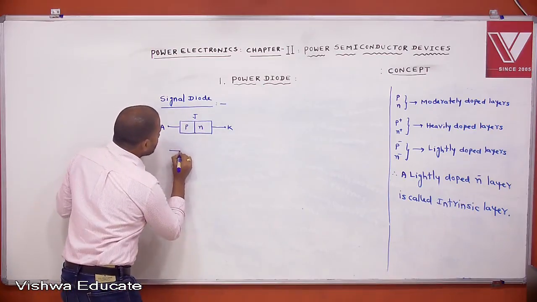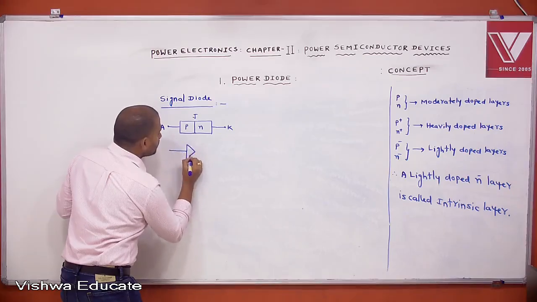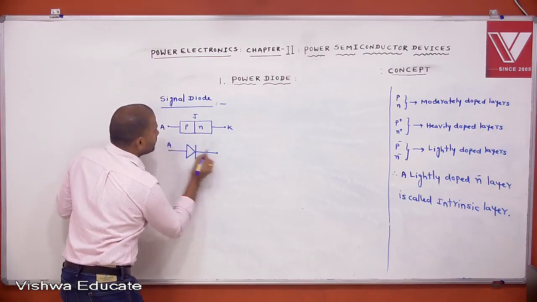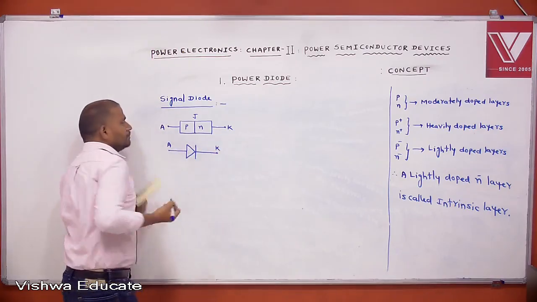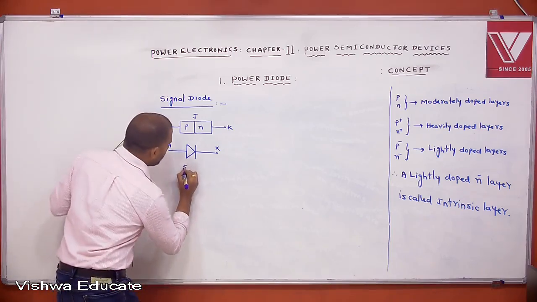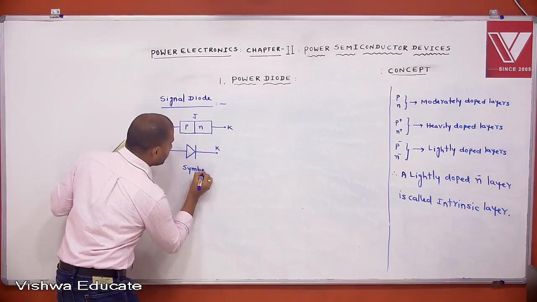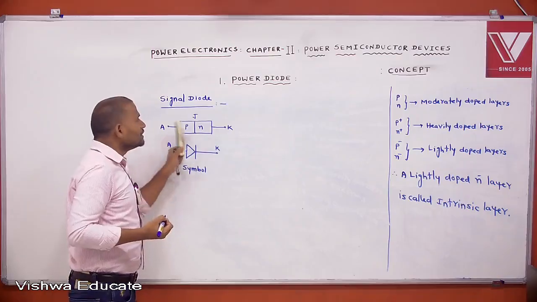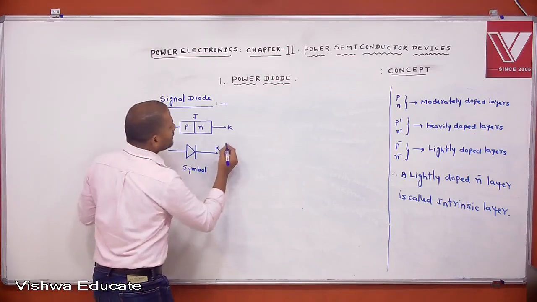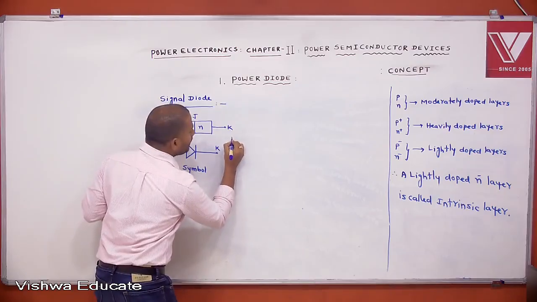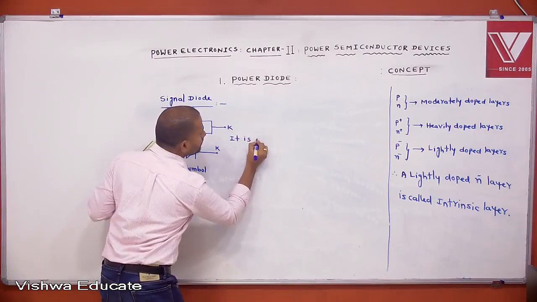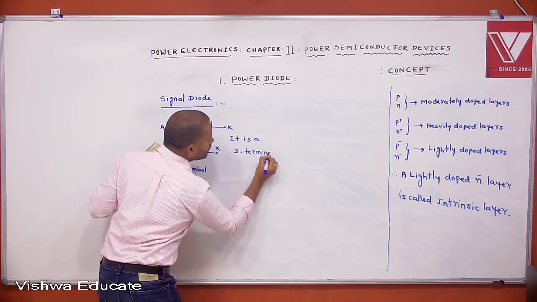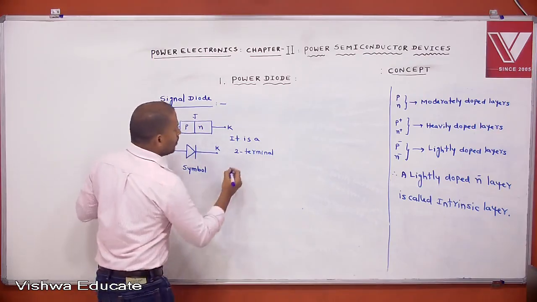Then what is the symbolic representation of a diode? This is the anode, this is the cathode. This is the symbol used for the diode. Then this is nothing but a PN junction diode. That's why a diode is, in general, a two terminal device, that is anode and cathode, with one junction.